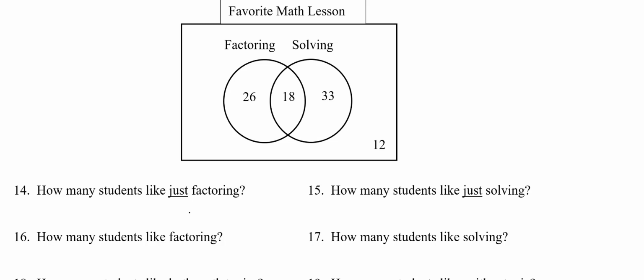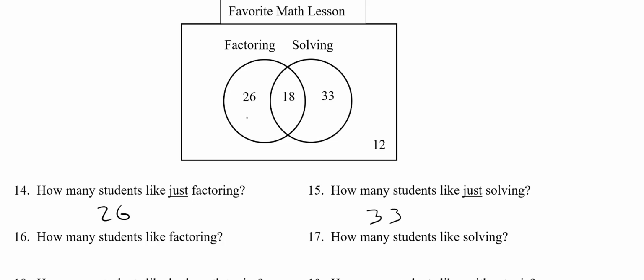I'm sure it's a lot lower than 12 because most kids like solving and factoring together. I'm surprised that 18 is not even higher because that's, never mind. Okay. So how many students just factoring? Well, of course, there are 26. It says right there, 26. How many people just like solving? It's 33.